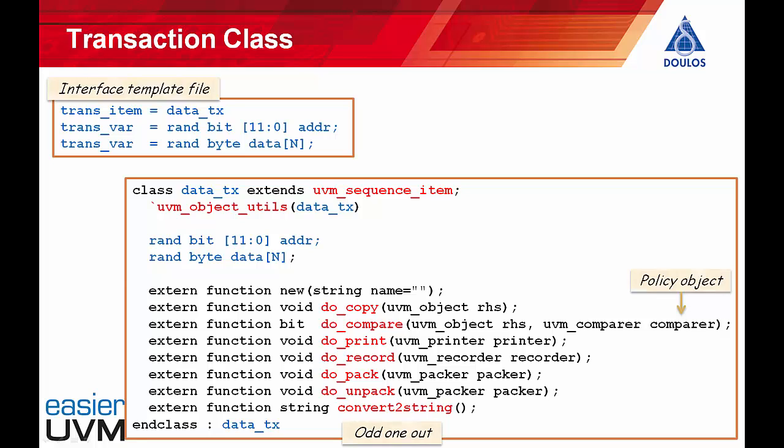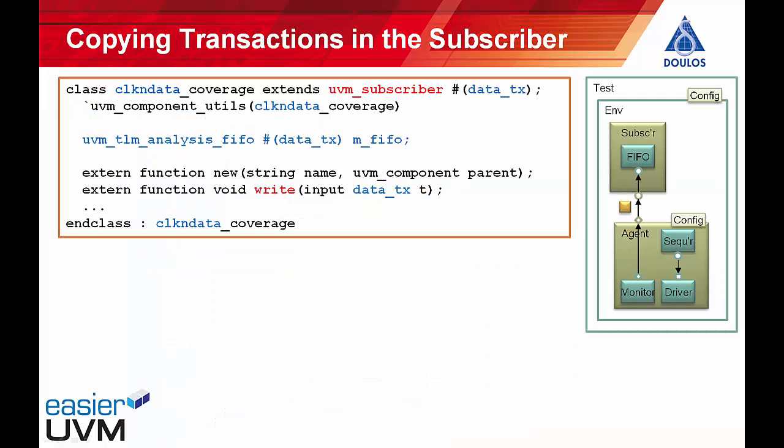Okay, so now we're going to take a look at each of these methods in turn, look at the use cases and help you to understand what's really going on. And we start with copy. One of the main use cases of copy is when a transaction is sent out through an analysis port and it's received by a subscriber. The subscriber's write method is called, and the write method has to process the incoming transaction immediately because the write method is non-blocking. And if the subscriber wants to process the transaction later on, it needs to take a copy of the transaction. And it can do that by calling the copy method of the transaction class.